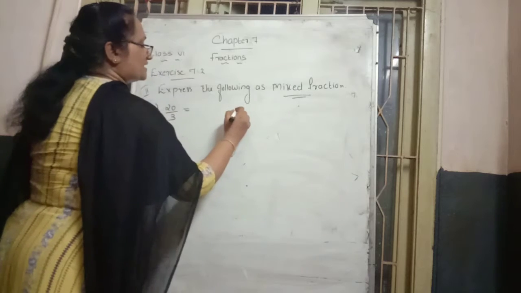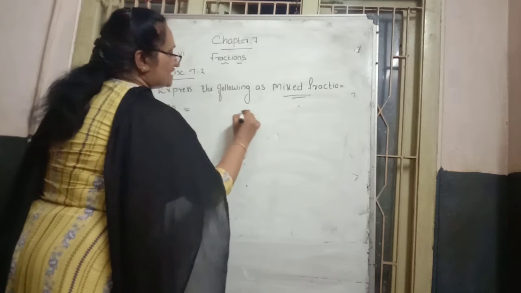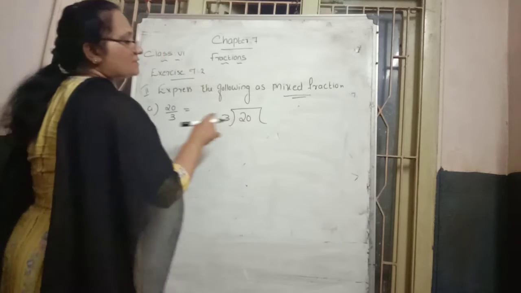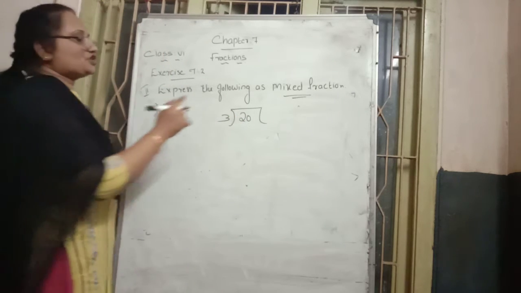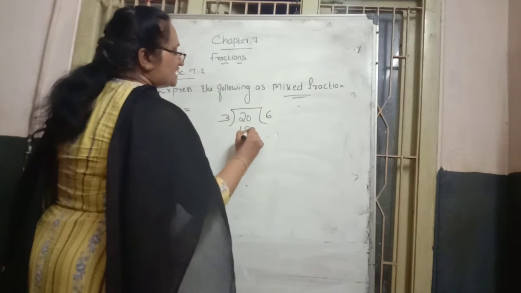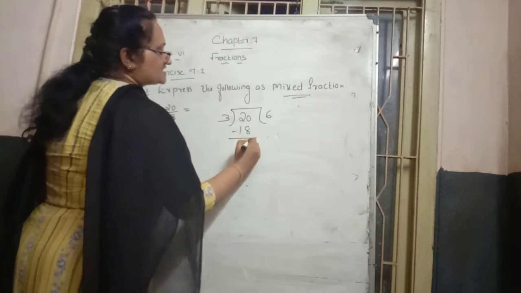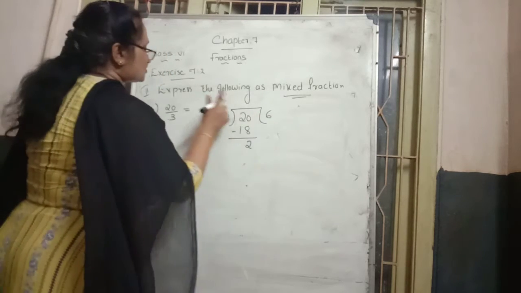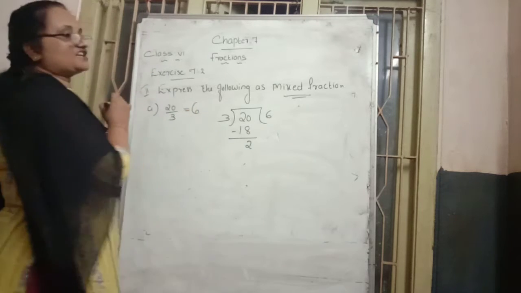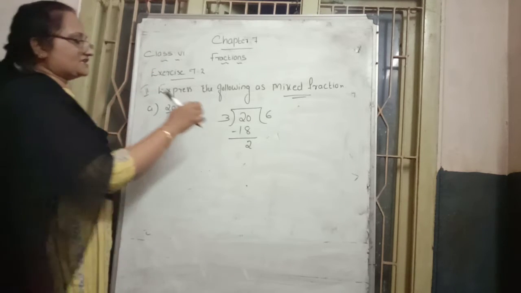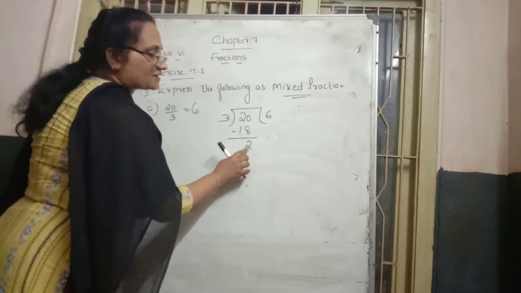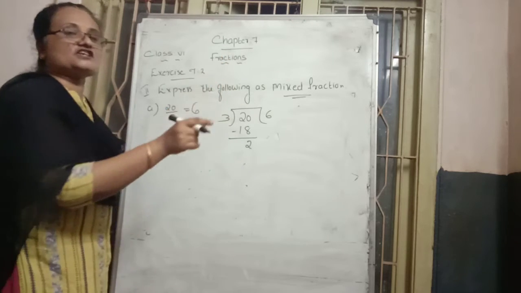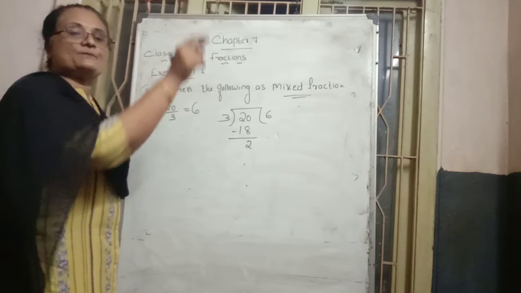How to convert: the numerator 20 is divided by the denominator 3. In the 3 table, 20 is not possible, only 18, since 3 times 6 becomes 18. Then subtract: 20 minus 18 comes to be 2. The quotient, 6, goes in the whole number part. Then, what is the remainder?